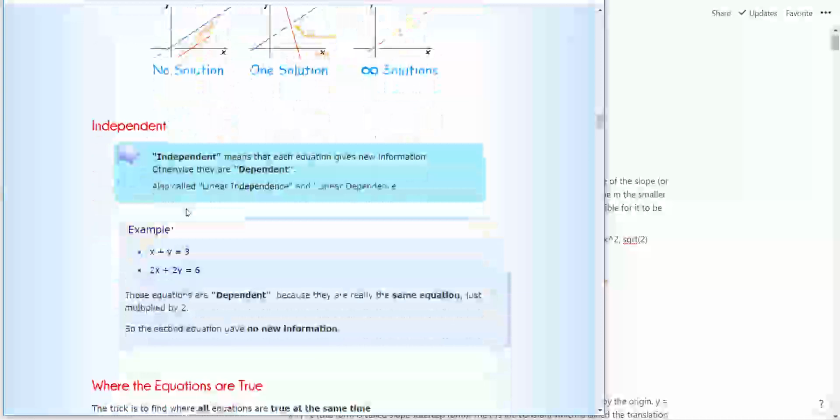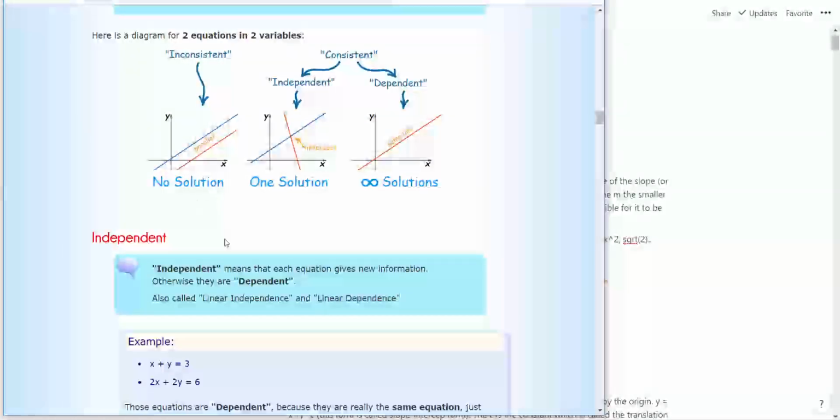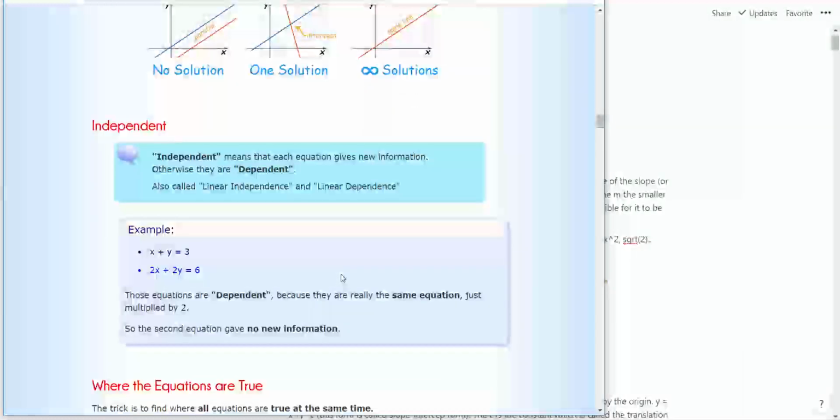Independence and dependence. Independence means that each equation gives new information. Otherwise, they are dependent, also called linear independence and linear dependence. Those equations are dependent because they're really the same equation. And there's a method that we've learned about that we could use to determine if the slope is the same. Anyways, it really doesn't matter now, does it?